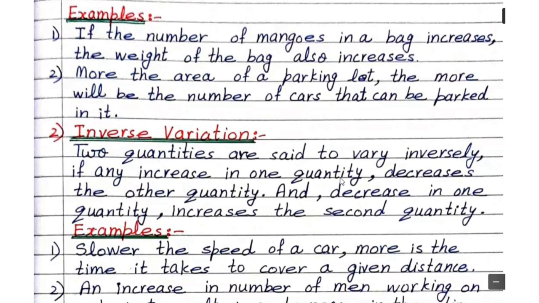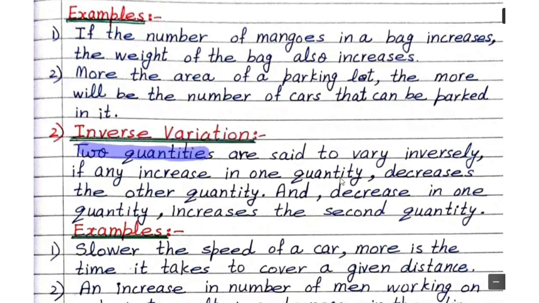Children, examples of direct variations are: number one, if the number of mangoes in a bag increases, the weight of the bag also increases, right? Second is, the more the area of a parking lot, the more will be the number of cars that can be parked in it. So an increase in one quantity will give an increase in the other quantity. Clear?